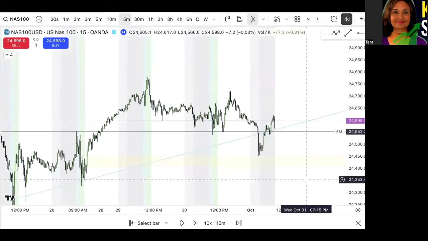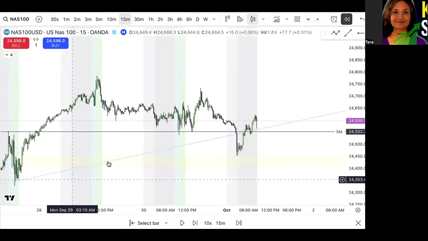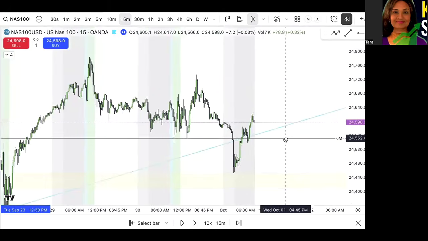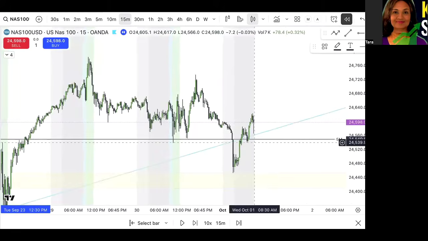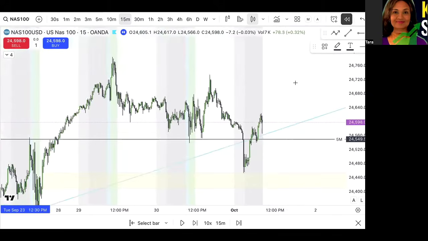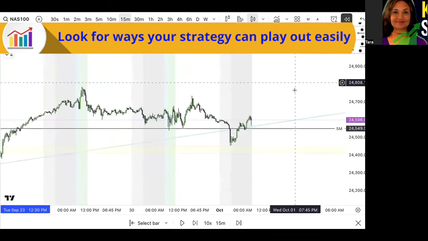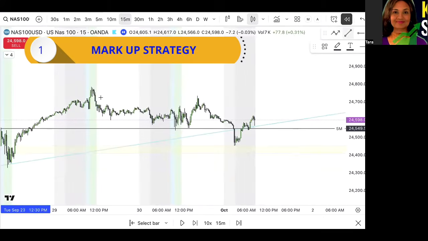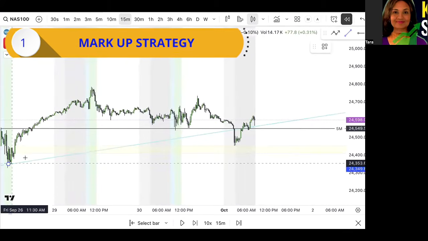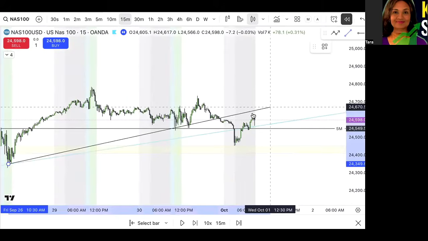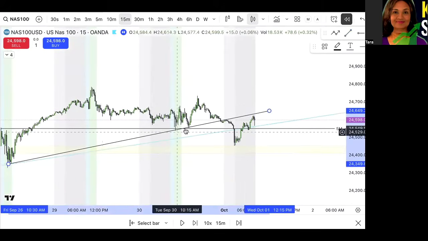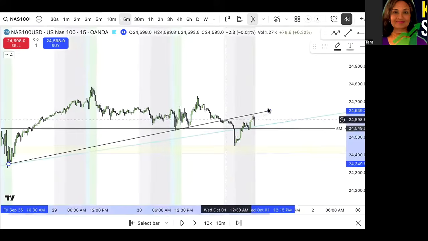So we're taking a look at our chart. We can see the daily trend line that we drew on Sunday. We can see there's a 5-minute area of support here. And what we're doing is looking for a way that our strategy can play out easily. So we can see that there's a trend line here, but we could also create a trend line here on the 15-minute time frame. So we see that there's one touch here, 2, 3, and 4. So this is a 4-touch trend line.